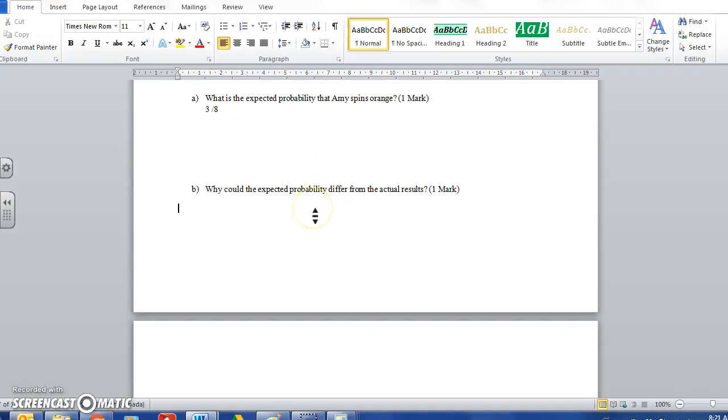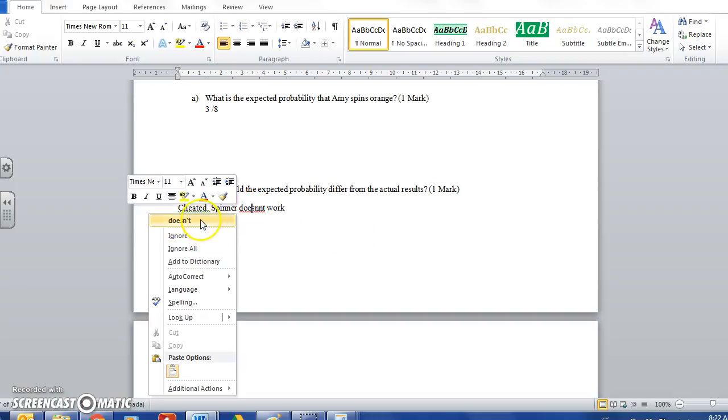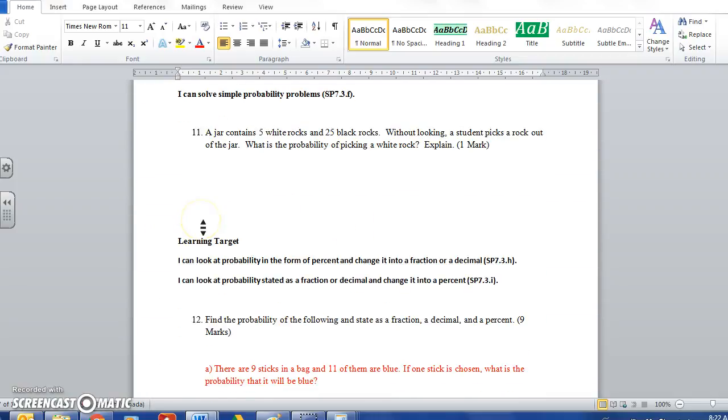Why could the expected probability differ from the actual results? Maybe I cheated, maybe the spinner doesn't work, or maybe real life just doesn't work out that way. Any of those would be fine.